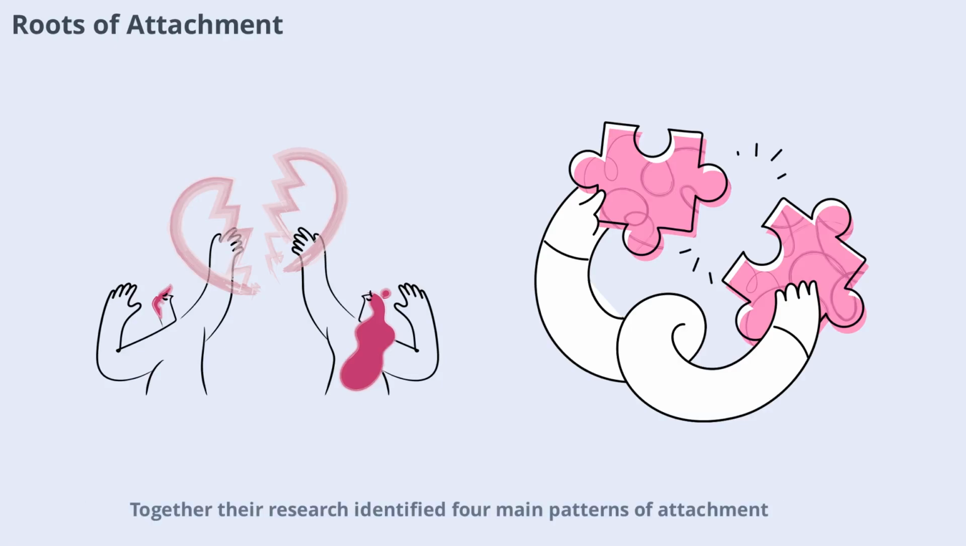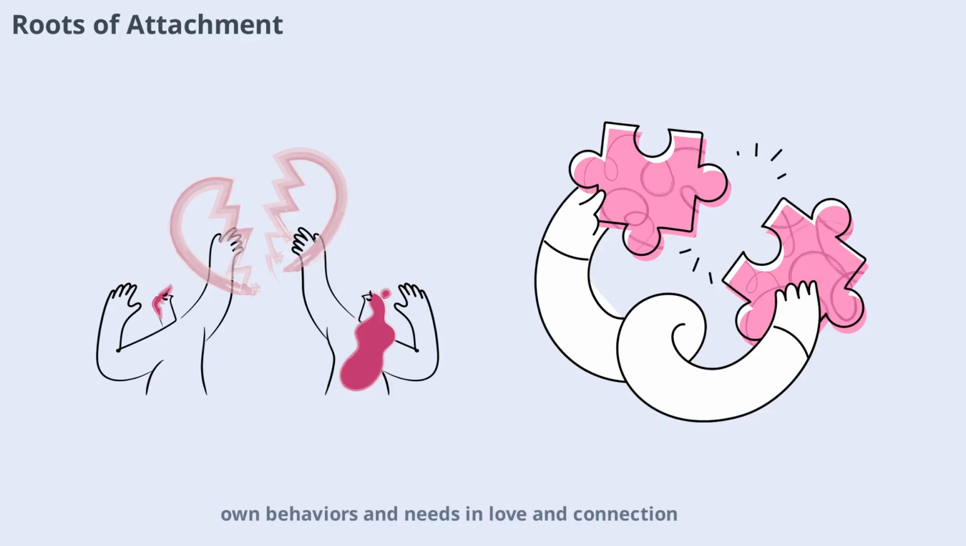Together, their research identified four main patterns of attachment, each with unique characteristics that influence our adult relationships. Understanding these patterns is key to recognizing our own behaviors and needs in love and connection.